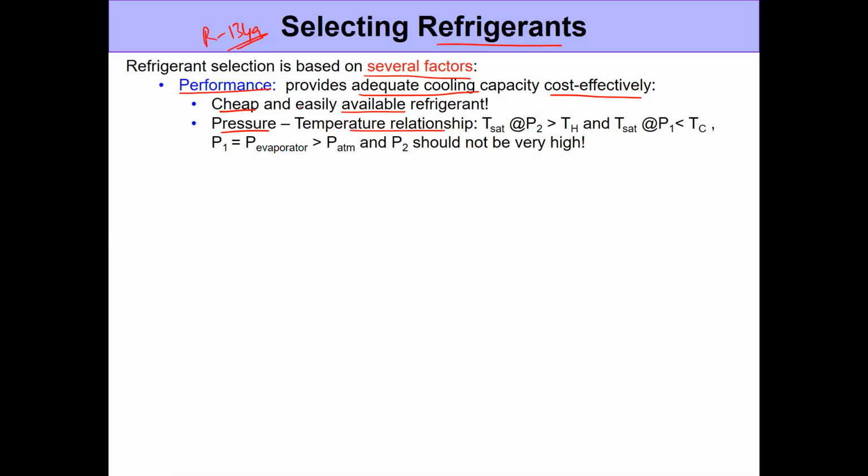So it's a function of its properties. We know that the saturation temperature at the condenser pressure, P2, should be higher than TH, the ambient temperature, the temperature of the room.